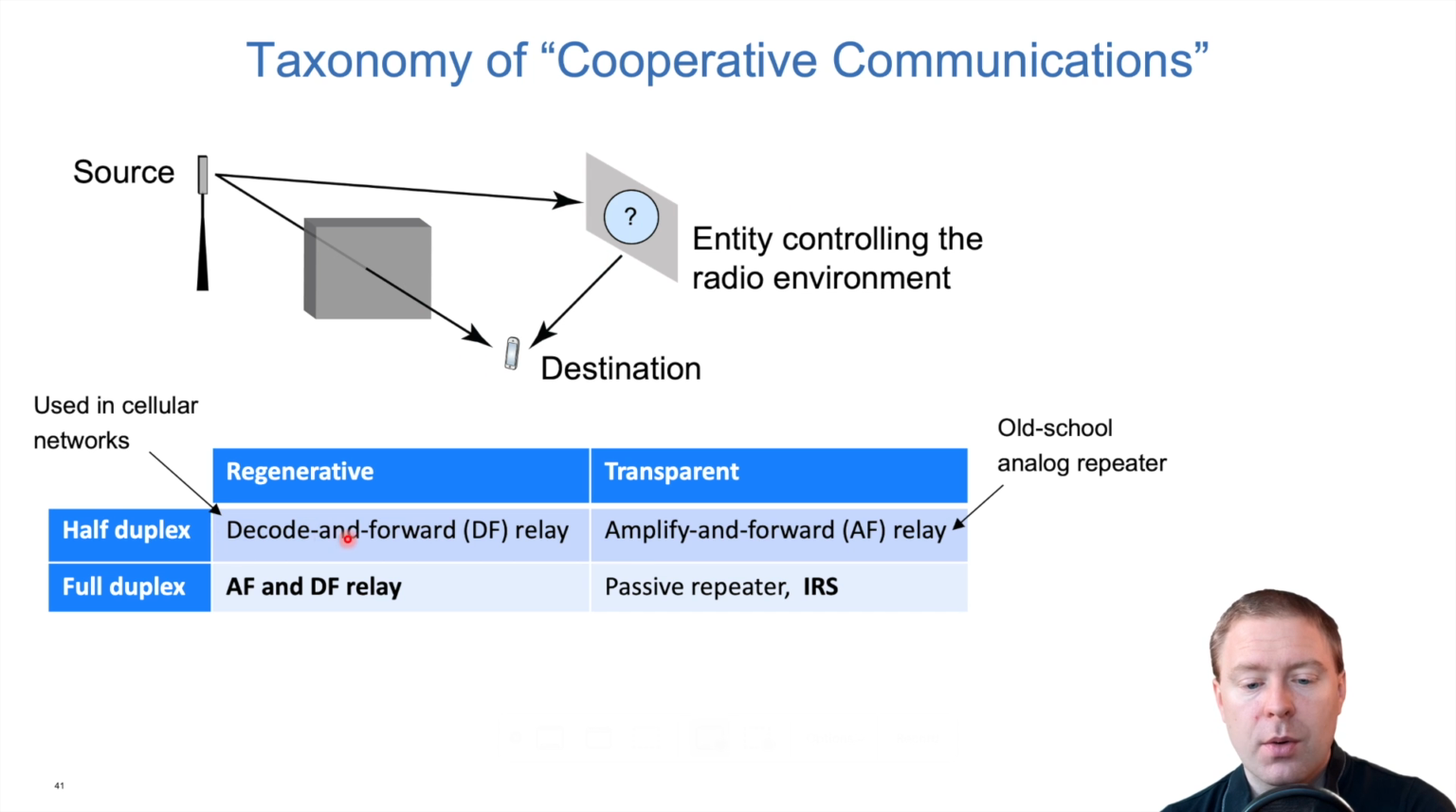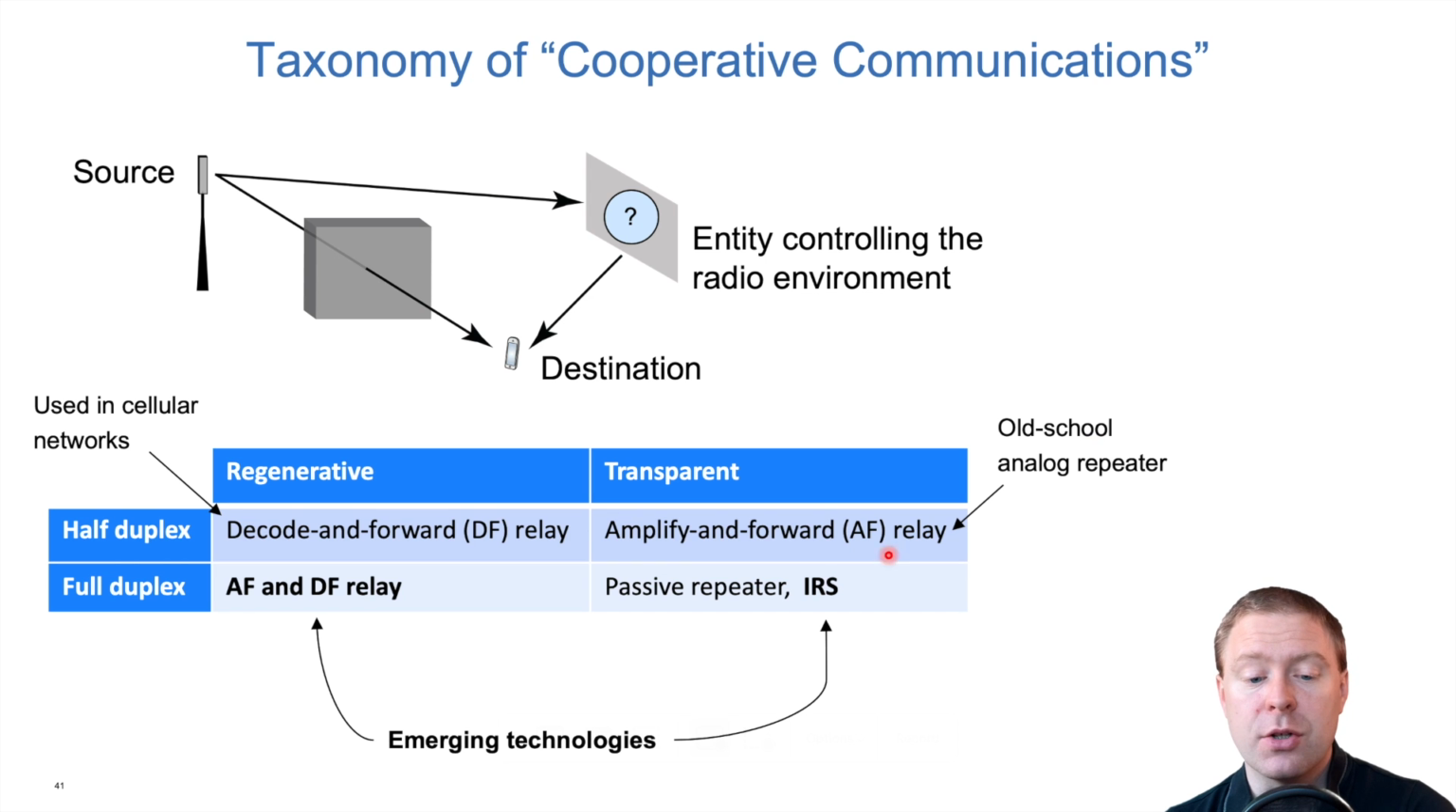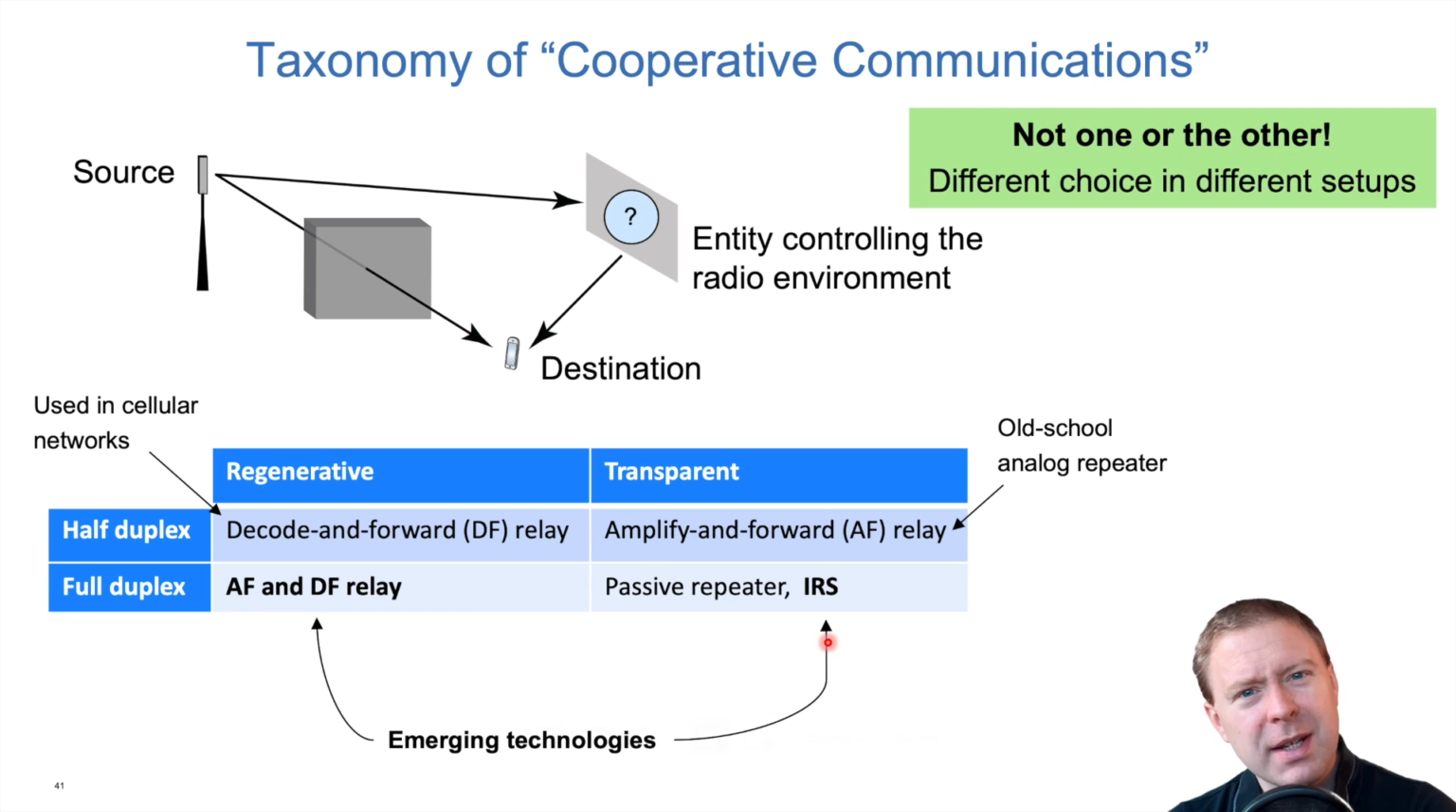So decode and forward relays are used in cellular technology of today. Amplify and forward relays are old school analog repeaters that have been around for 100 years. And really the new emerging technologies are the full duplex relays and the IRS. So these are sort of the competing technologies that you should keep in mind when deciding on what kind of equipment to deploy in a real scenario to improve coverage. And I think it's not really one or the other. There are different choices that will be ideal for different situations.